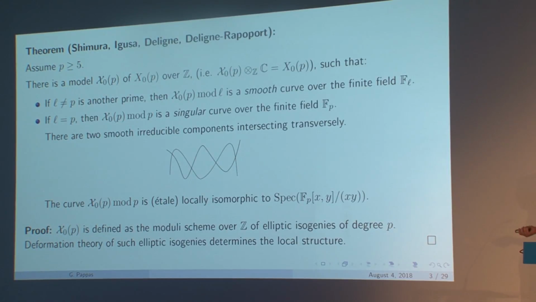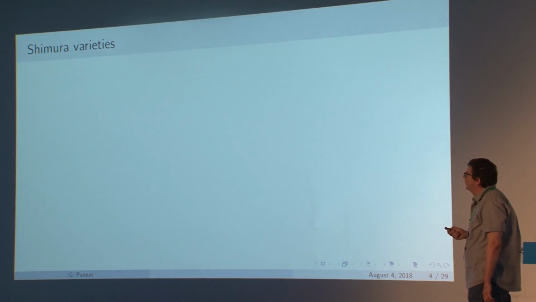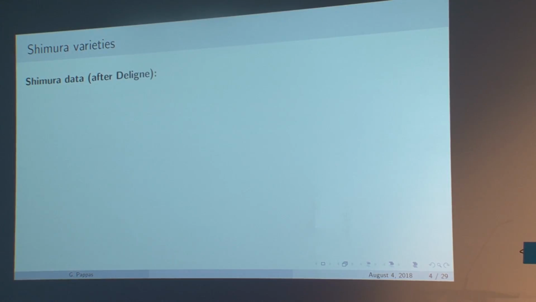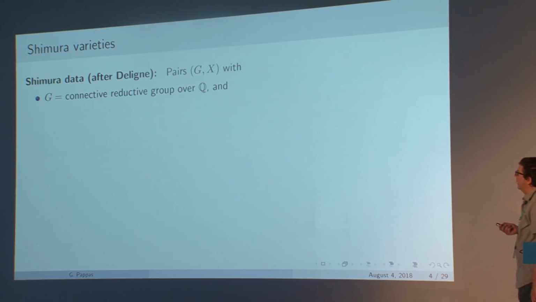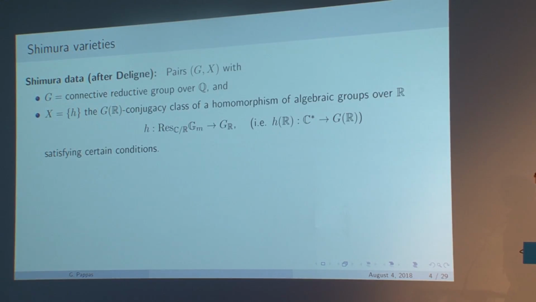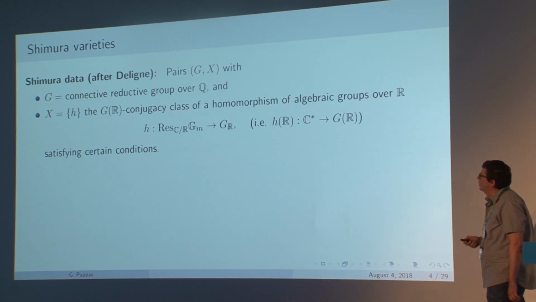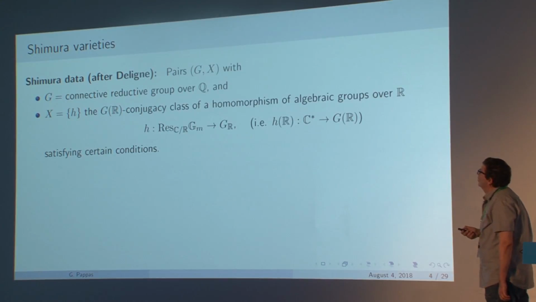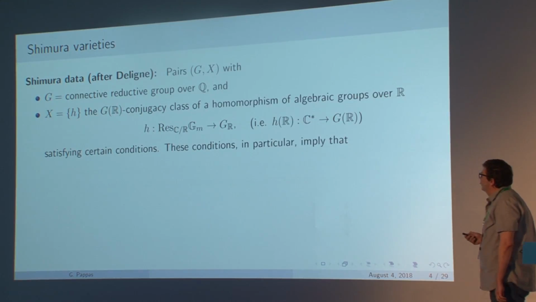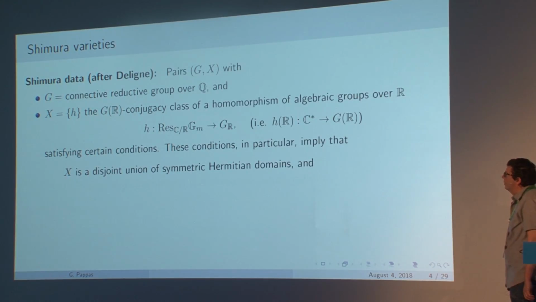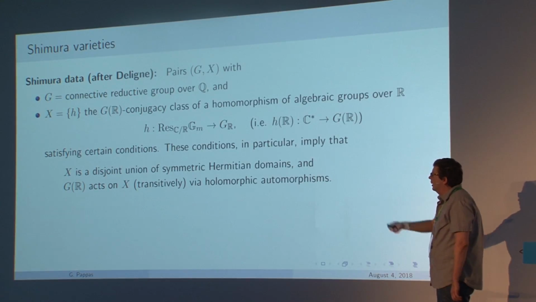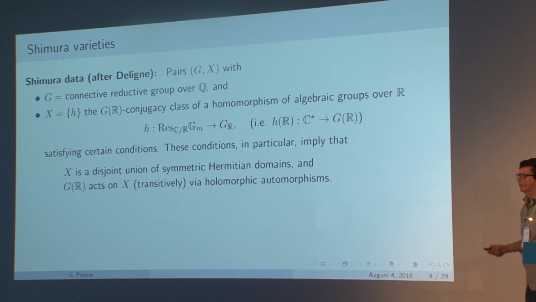Okay, so now I'm moving on to the main topic, which is that of Shimura varieties, and here I will use Deligne's very elegant but also difficult to understand formalism. So we look at pairs (G, X) of a connected reductive group G over Q, and a conjugacy class X of homomorphisms of algebraic groups over R from this restriction of scalars, usually called the Deligne torus, that satisfies certain conditions that I'd rather not describe right now. I'm just going to say that the conditions imply that X is a disjoint union of Hermitian symmetric domains, and therefore there's a complex structure there, and the real points act transitively by holomorphic automorphisms.